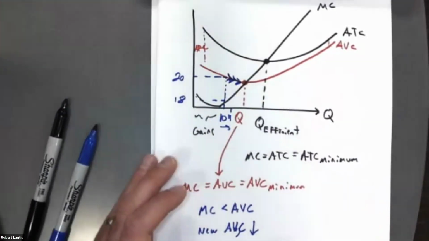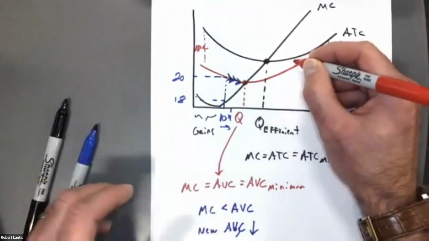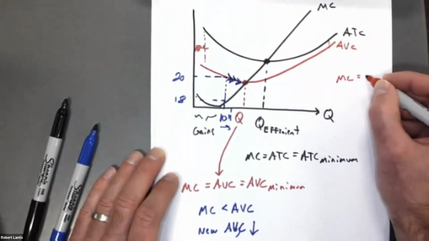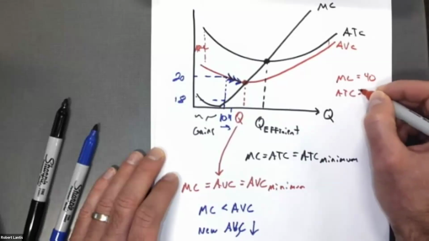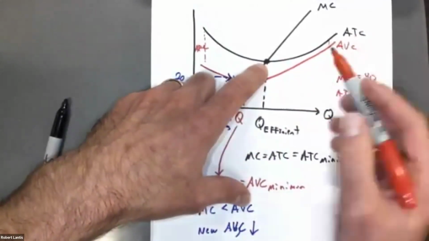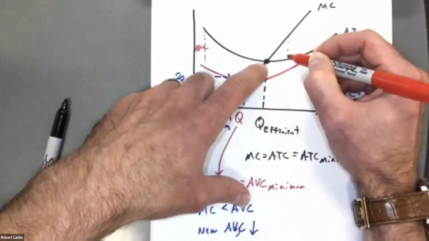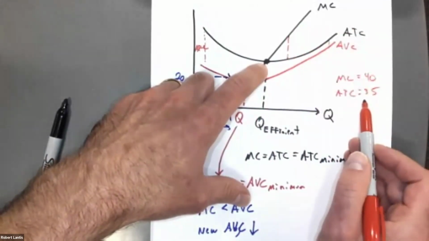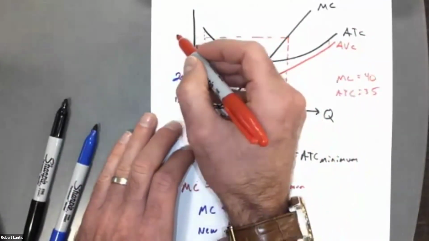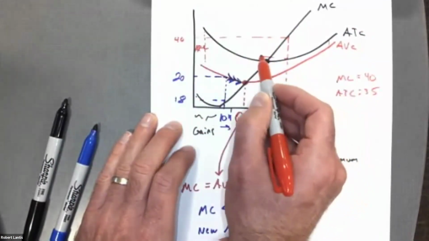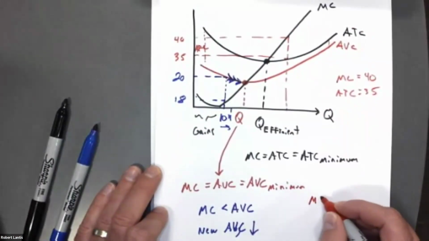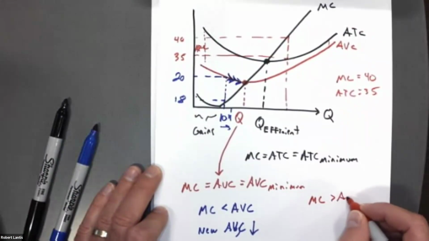Okay. Let's say I told you that you were instead at a quantity where your marginal cost was equal to 40 and your average total cost was equal to 35. Well, you don't know exactly where that would be on the graph, but you know that it's going to be some quantity where the marginal cost is above the average total. So if I've got my marginal cost was 40, the average total cost was 35. Well, now I've got a situation where the marginal cost was above the average total.